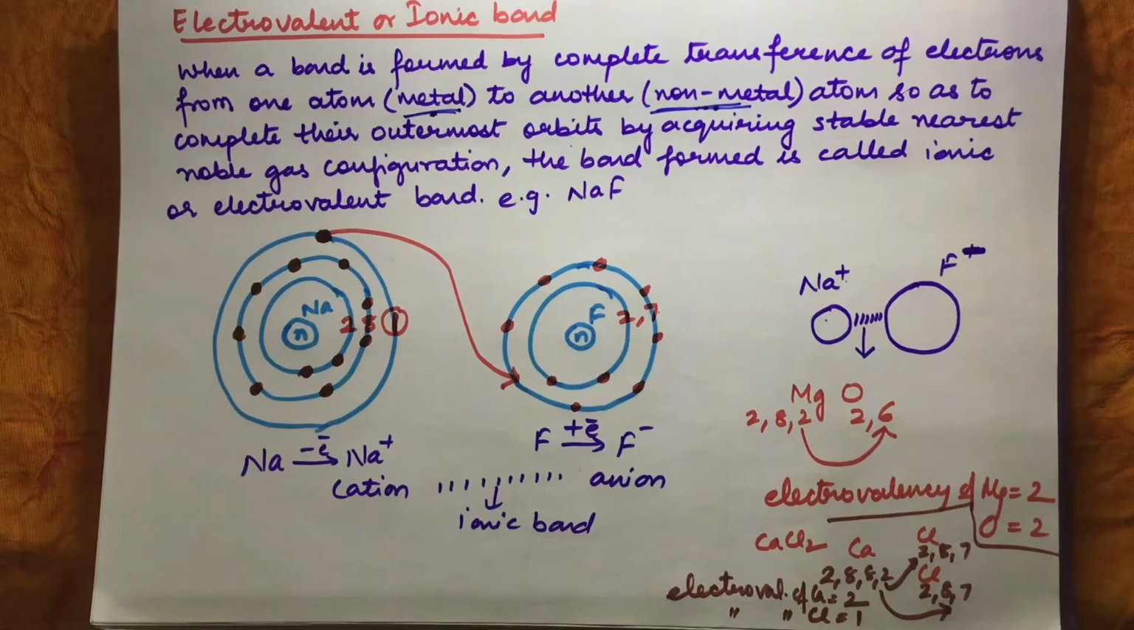So students, how can we define electrovalency? We can define electrovalency as the number of electrons lost or gained during the formation of an electrovalent bond. Whatever the number of electrons involved, be it during the loss or during the gain, that number of electrons lost or gained is called the respective electrovalency of the element.